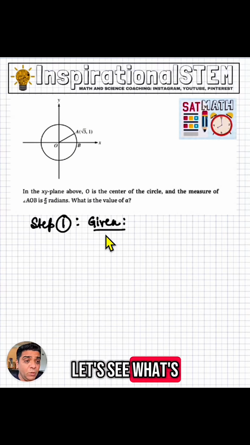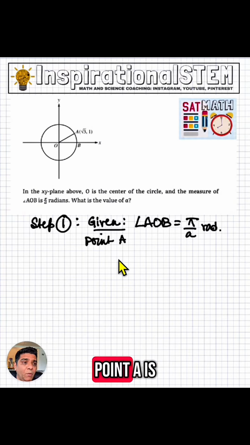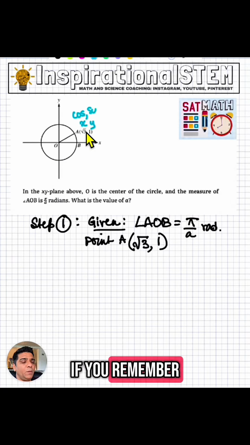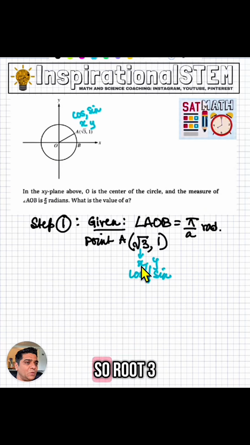So first, let's see what's given to us in the problem. Angle AOB is pi by a radians. That's given. Also, point A is given. The x and the y coordinate is √3, comma 1. Now, if you remember the unit circle, the x value is the cosine value and the y value is the sine value. So √3 is the cosine value here, and y is 1, the sine value.